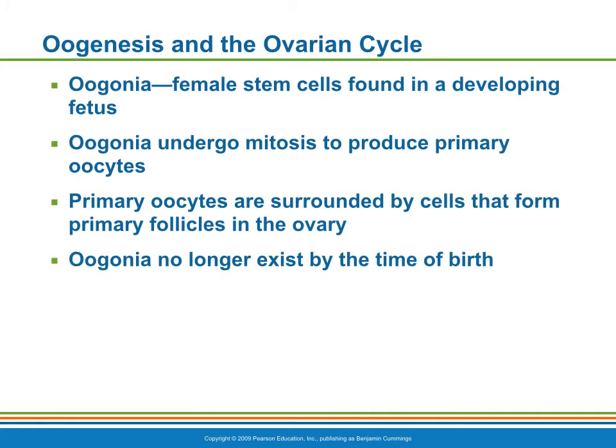Okay. Now this is oogenesis in the ovary cycle. Here we go again. We have an oogonia. That's the female stem cells found in the developing fetus. And the oogonia undergo mitosis to produce these primary oocytes. Now, primary oocytes are surrounded by cells that form the primary follicles inside the ovary, and these oogonia, by the time birth occurs, no longer exist. So there can't be any more production of actual egg cells. So whatever cells have been formed, boom, that is it.